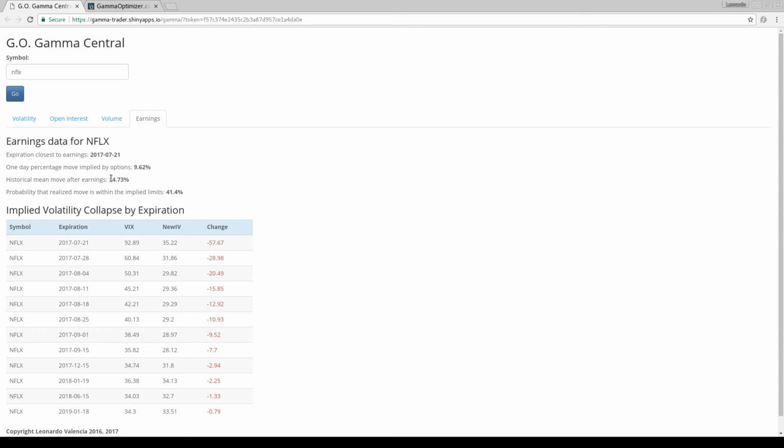Remember that this is considering the past, all of the past, and Netflix has calmed down a little bit with recent history. This used to be a beast. It used to move a lot. Now it moves a lot, but the beast has been tamed somehow. So in any case, it's useful to know what is happening compared with the historical volatility.